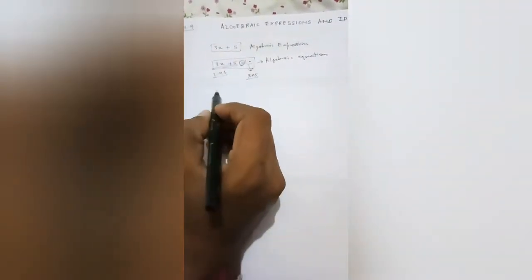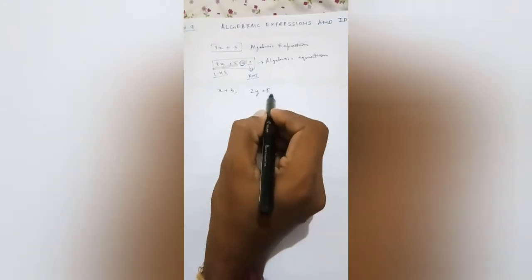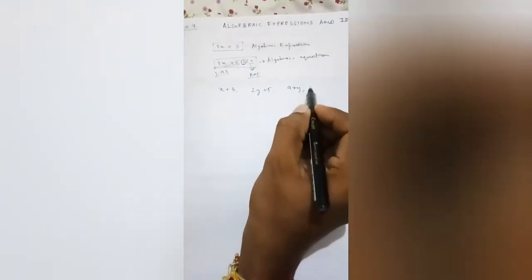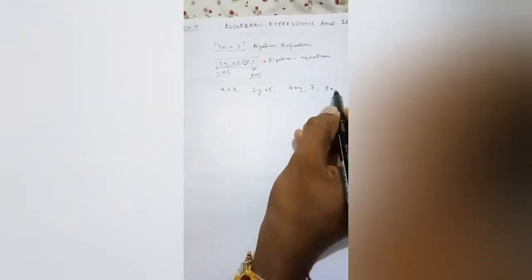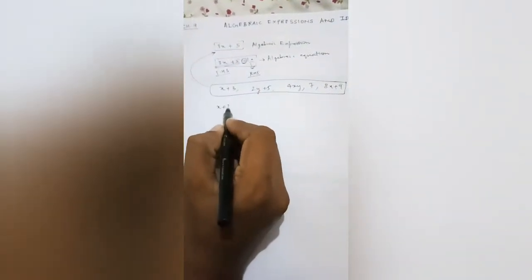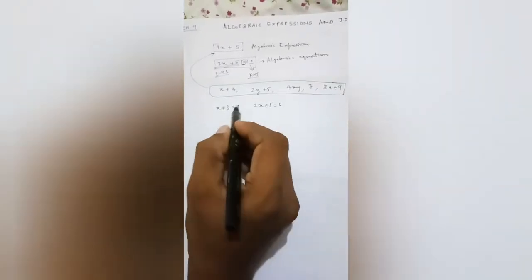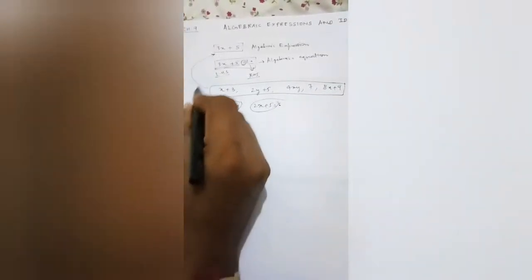If you want to see examples of expressions, you can write like this: x plus 3, 2y plus 5, 4xy, 7, 8x plus 9. These all are known as algebraic expressions. And if I am writing x plus 3 equal to 9, 2x plus 5 is equal to 6, these are known as algebraic equations. So I hope you understand the common difference between the algebraic expression and algebraic equation.